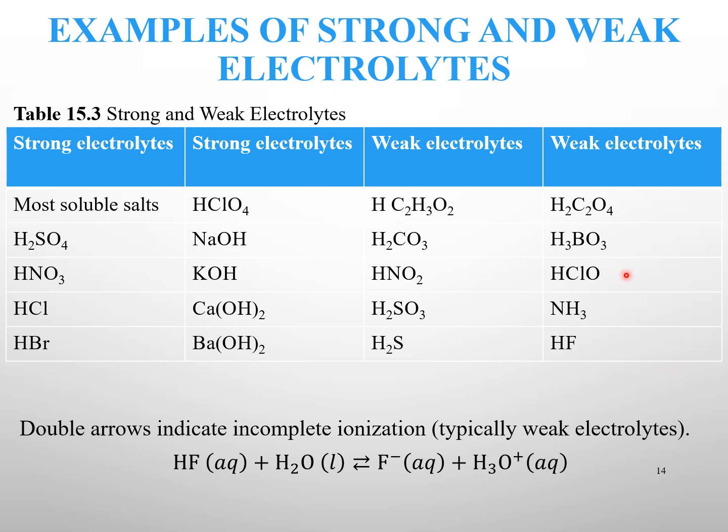Here's another example of a weak acid. And then you have a weak base example here, ammonia, and hydrofluoric acid is also a weak acid. The double arrow indicates incomplete ionization because it goes back and forth. So these are typically also weak electrolytes. Anything that has a reversible reaction where it goes back and forth can't stay in ion form a lot, so most of it stays as molecular form.